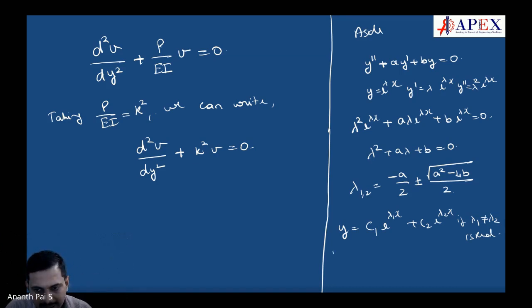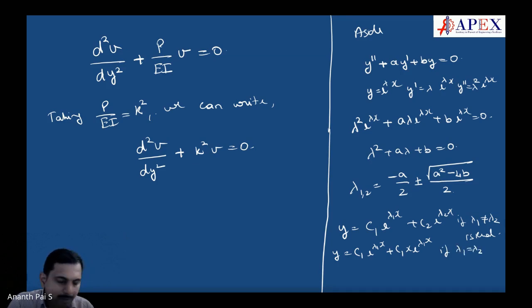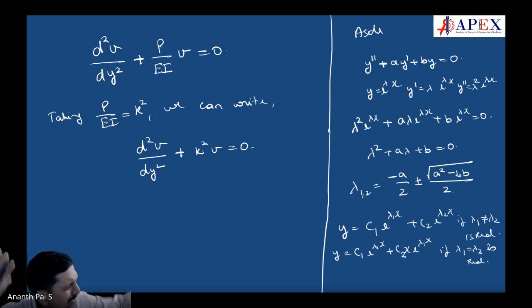Now y is equal to c1 e power lambda 1 x plus c2 x into e power lambda 2 x, if lambda 1 is equal to lambda 2 and real. There is an x here. In the earlier case I said lambda 1 is not equal to lambda 2, distinct and real. Different cases give different forms of solution.